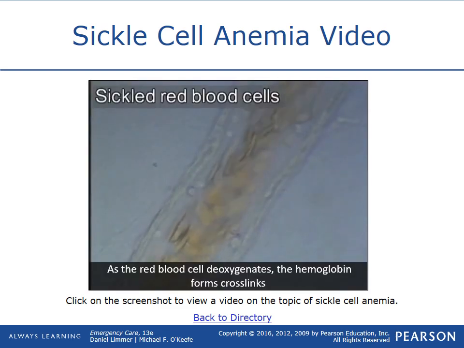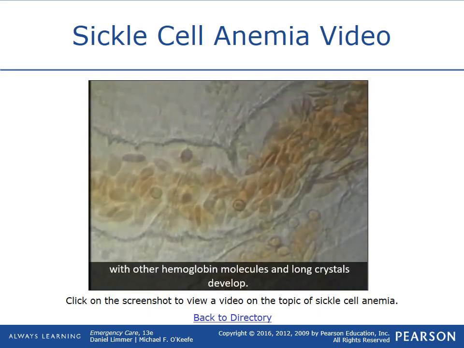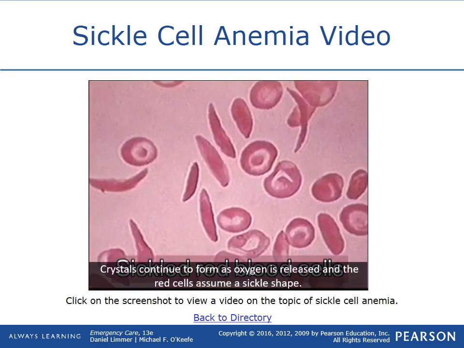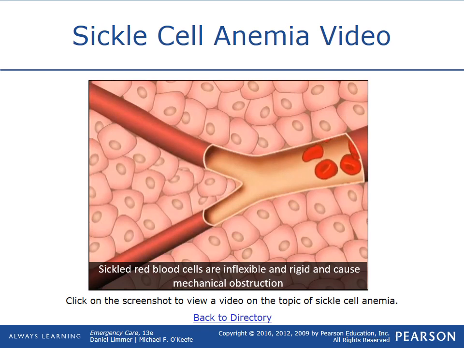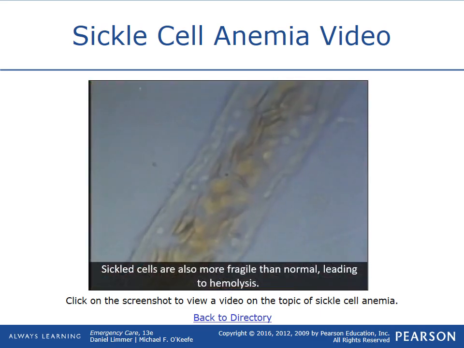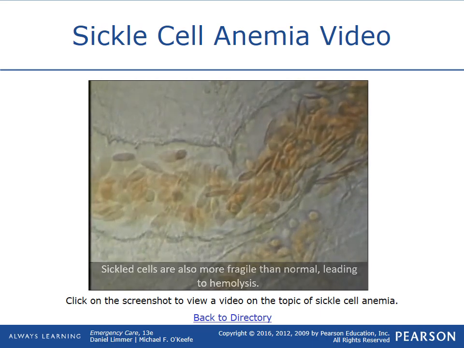As the red blood cell deoxygenates, the hemoglobin forms crosslinks with other hemoglobin molecules and long crystals develop. Crystals continue to form as oxygen is released and the red cells assume a sickle shape. Sickled red blood cells are inflexible and rigid and cause mechanical obstruction of small arterioles and capillaries, leading to pain and ischemia. Sickled cells are also more fragile than normal, leading to hemolysis.